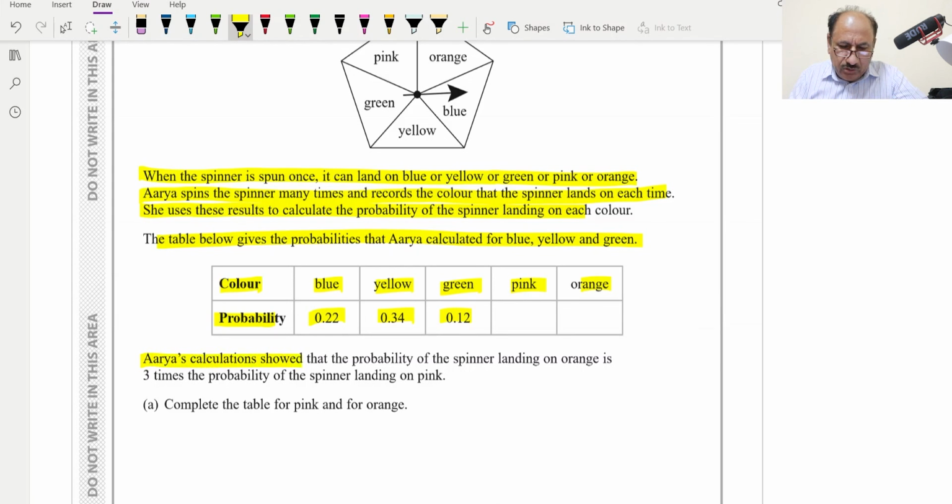Arya's calculations showed that the probability of the spinner landing on orange is 3 times the probability of the spinner landing on pink. So if pink is x, orange will be 3x. This is what we have identified according to the given condition. So what we have to do is complete the table for pink and orange.